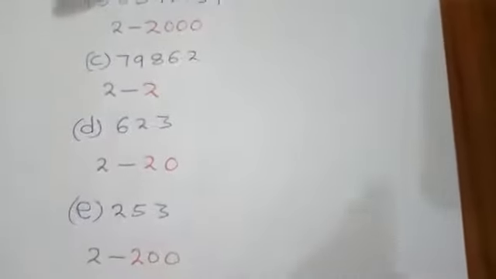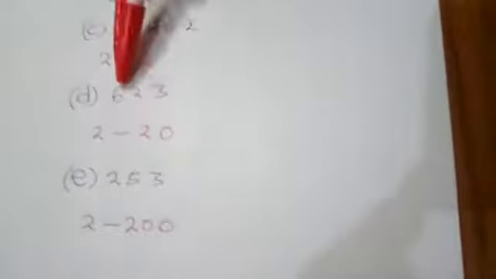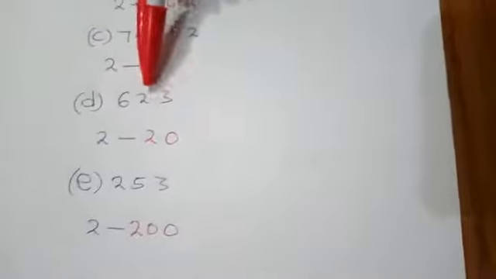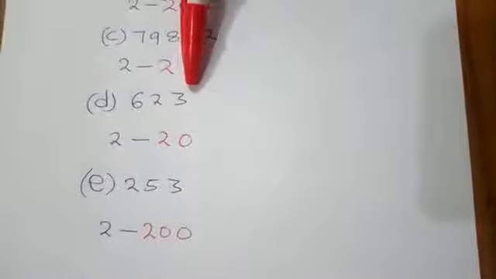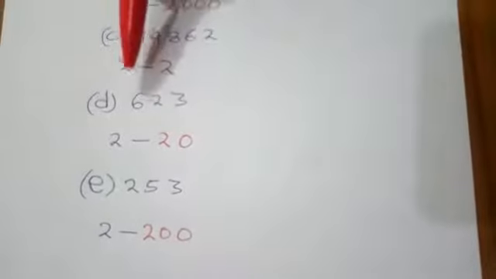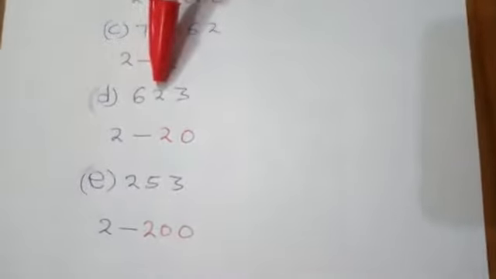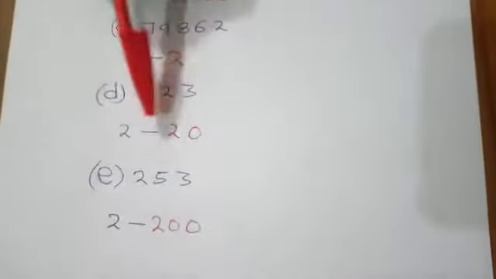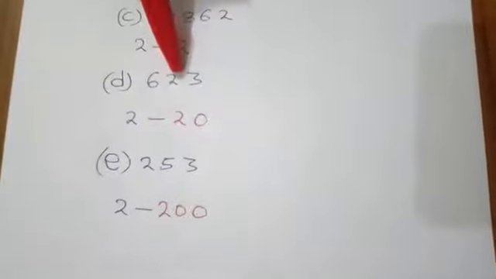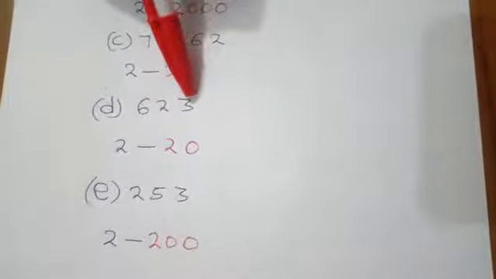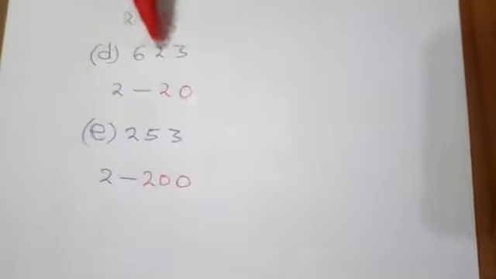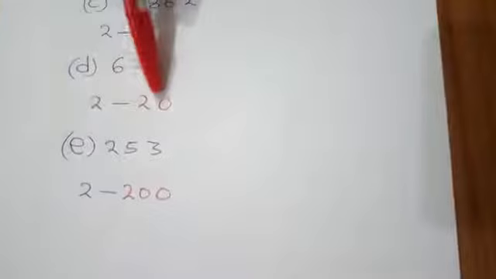Our next example is this one, 623, and we have been asked to find the total value of 2. So the first thing, you write 2 down, then the numbers after 2, you make them zeros. So we have 1, so one zero. So the total value of 2 in 623 is 20.